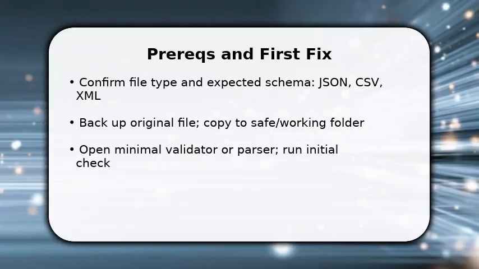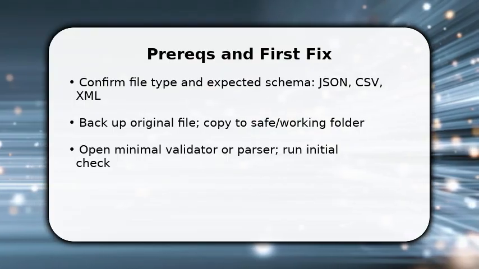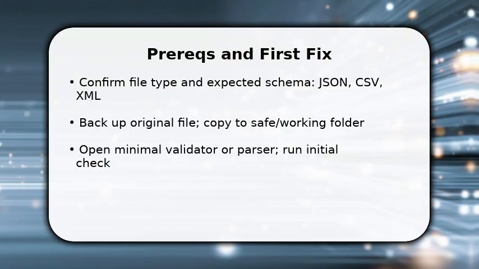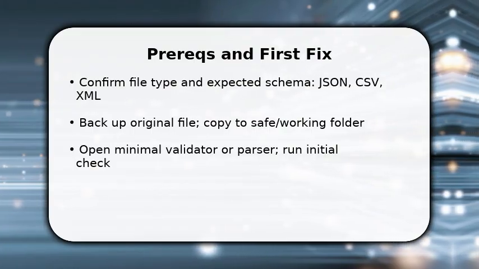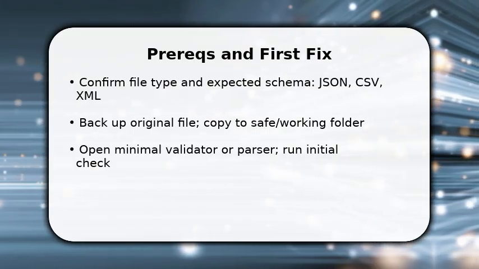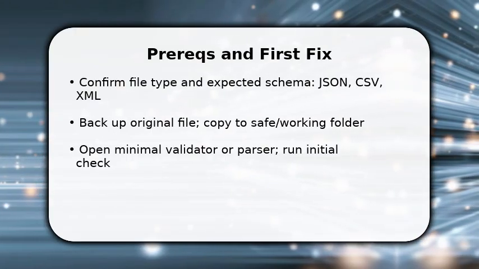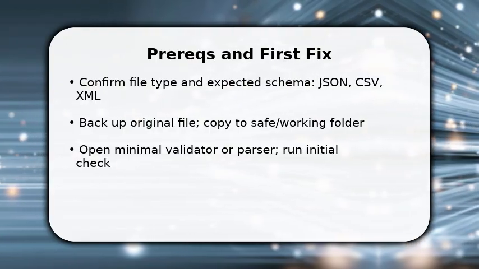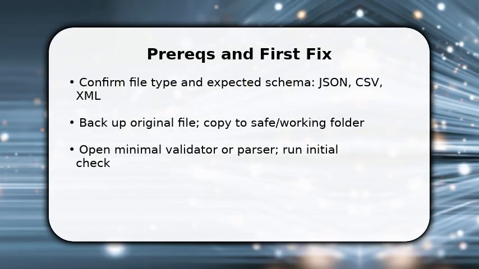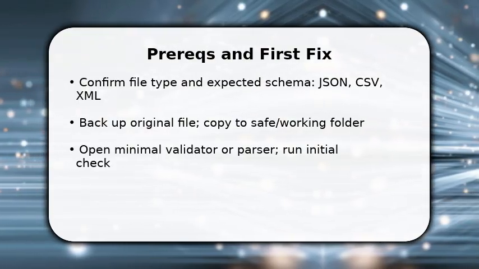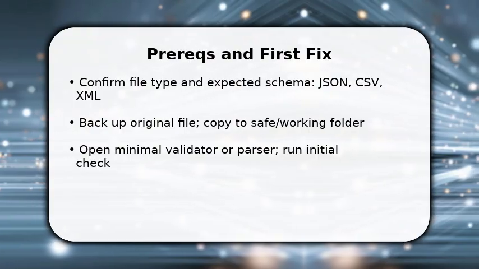You have the prerequisites ready: a backed-up file, the expected schema, and a validator. Start by running the validator so you see the exact error message. Once you know the error line and token, isolate that section of the file and create a small test snippet. Make sure to compare types and required fields against the schema. This first loop gives you a clear target. Do not try broad edits until you reproduce the error in the minimal snippet.